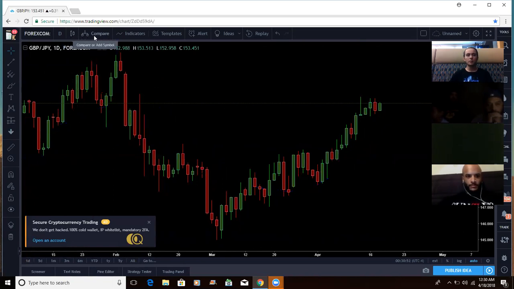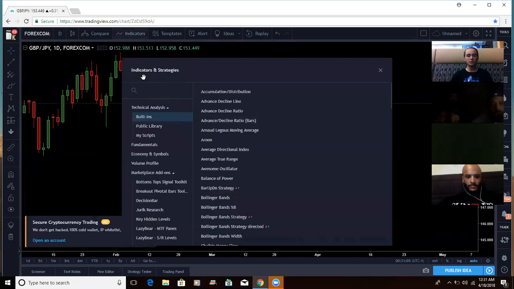You'll see that you have a compare symbol. I honestly don't use it myself, so I can't tell you what compare is used for, but the main reason I'm bringing it up is because we're here at indicators, okay? Once you do that, you'll have the whole list available to you here.